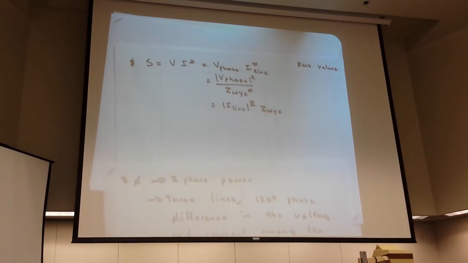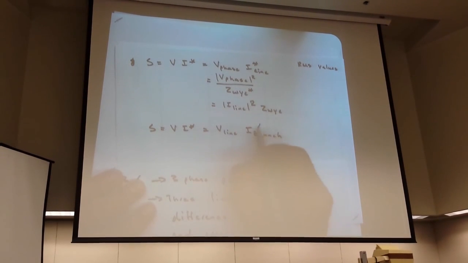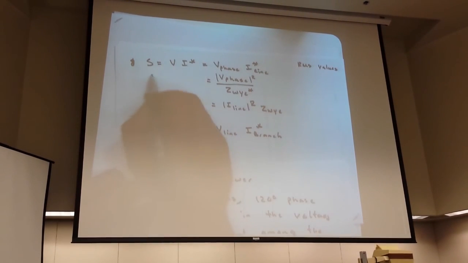But if they are equivalent, alternatively we can say S equals V I conjugate, which has to be V line times I branch conjugate. And these are equal if the circuits are equivalent, which they have to be.